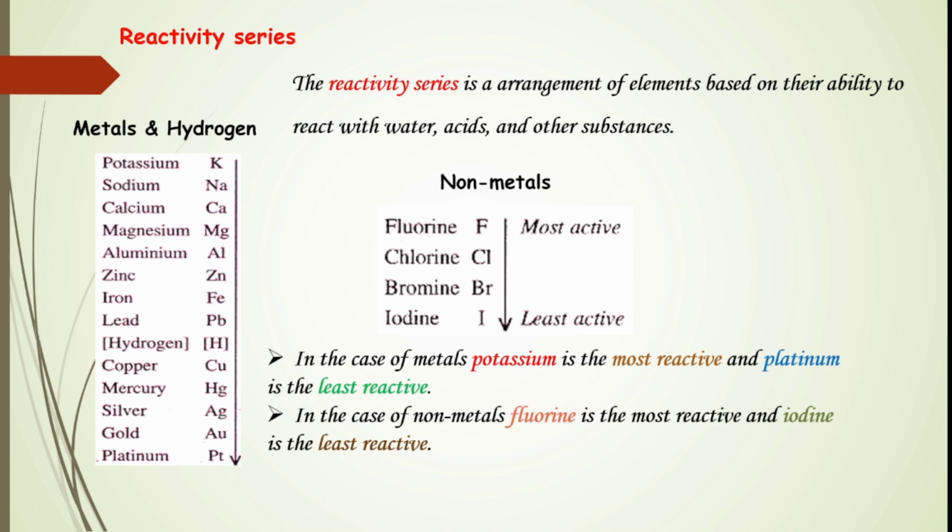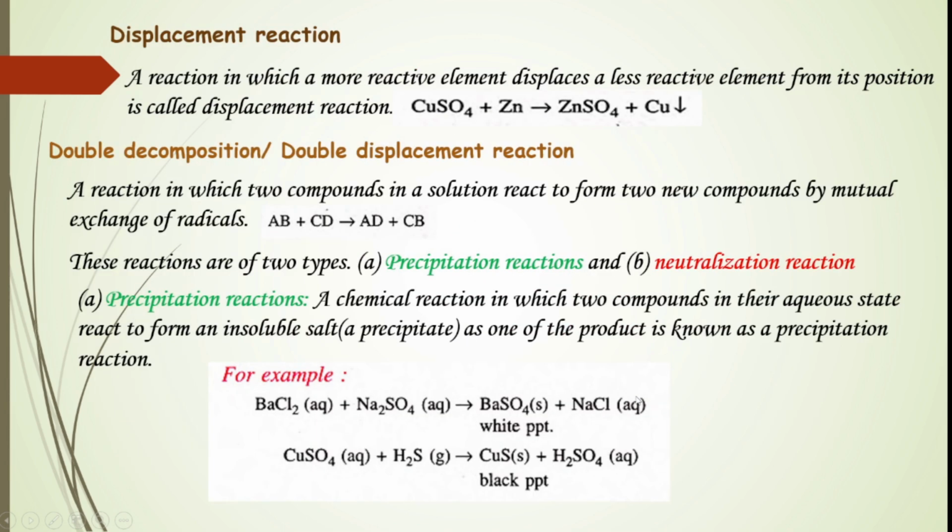Based on that we are going to see the next type of reaction, and that type of reaction is known as the displacement reaction, where a more reactive element displaces a less reactive element from its position. Such a type of reaction is known as displacement. What is displacement? Removing one element from its place and another element comes in its place.